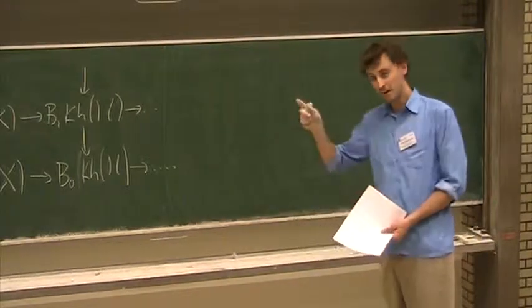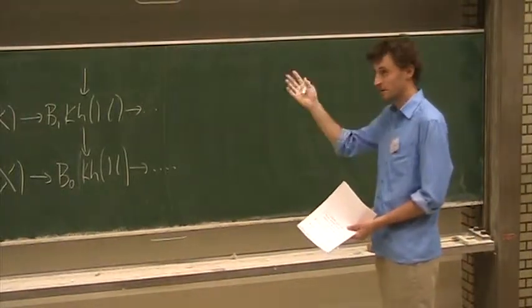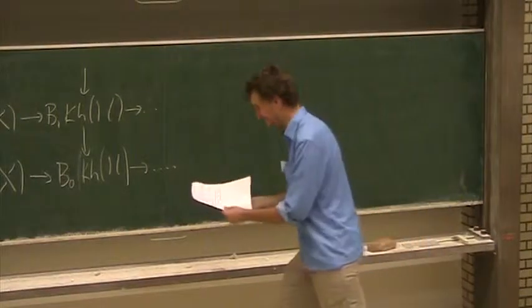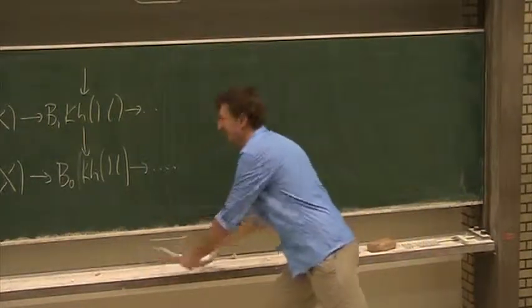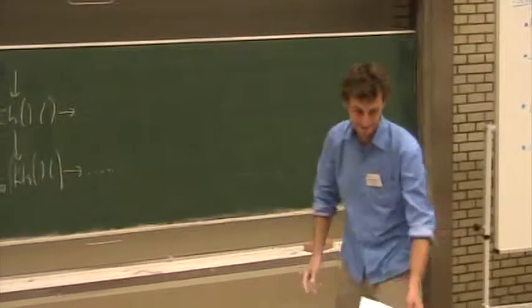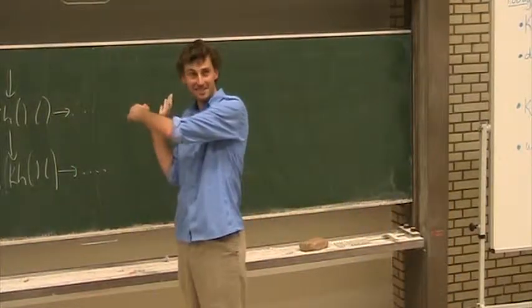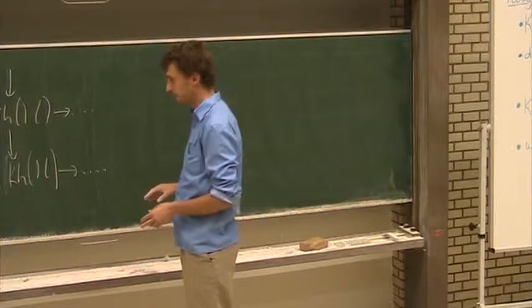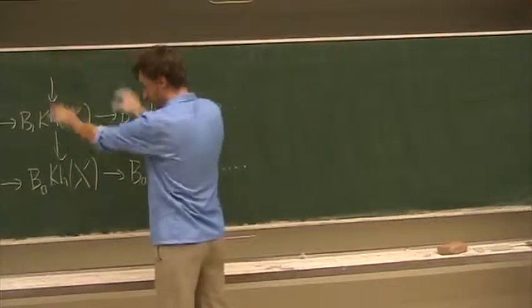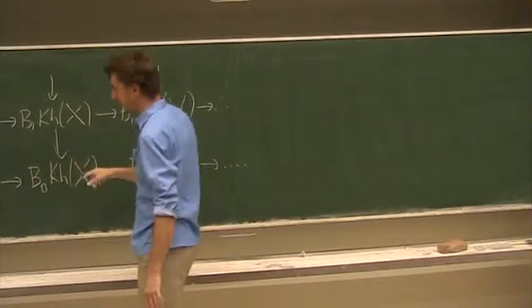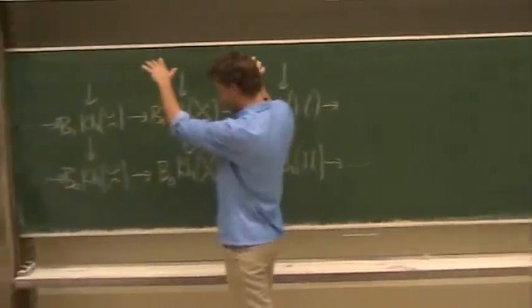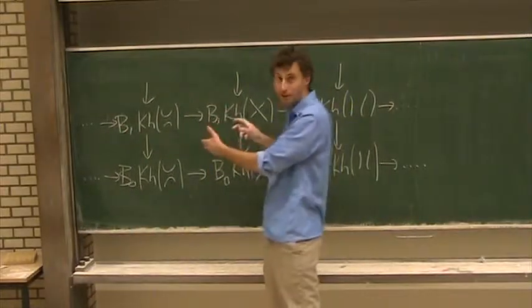Okay, so let's compute the homology of the total complex. I've run out of time, so I won't write any more. I'll just say it. We compute the total complex in two different ways. You compute this way first, and everything vanishes. Okay. Alternatively, you compute vertically first, and what do you get? Well, if you compute the vertical differential, you just get the blob homology groups.